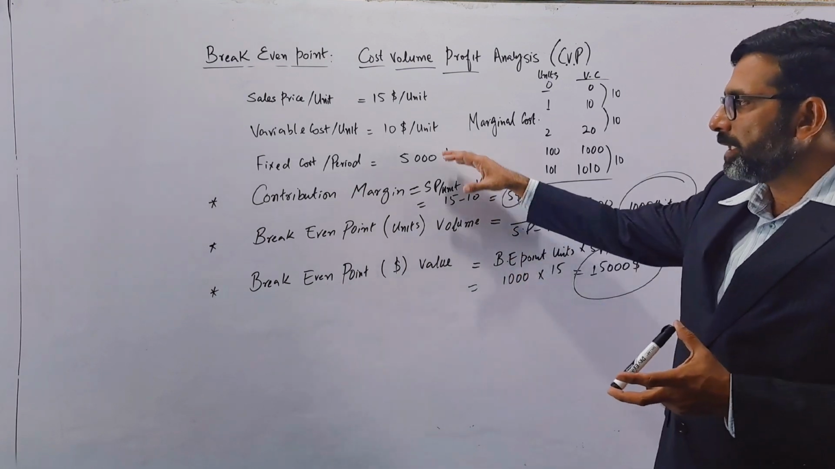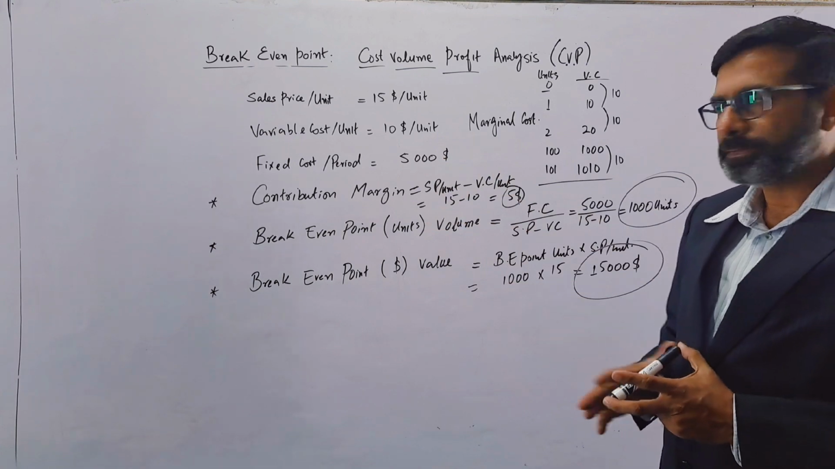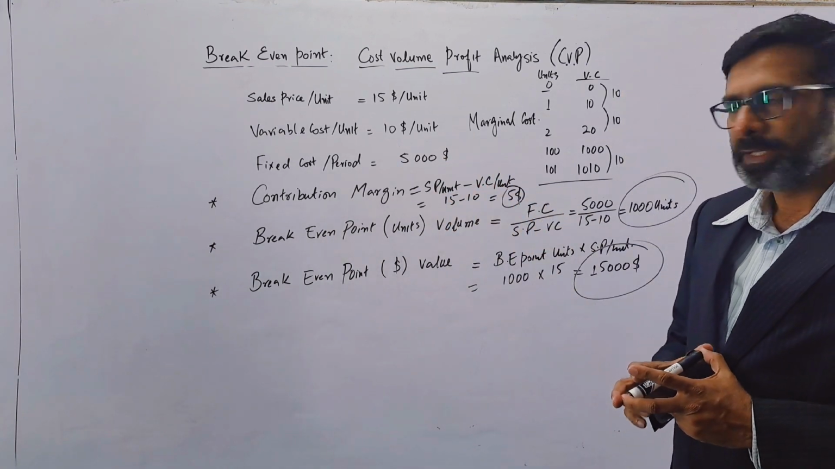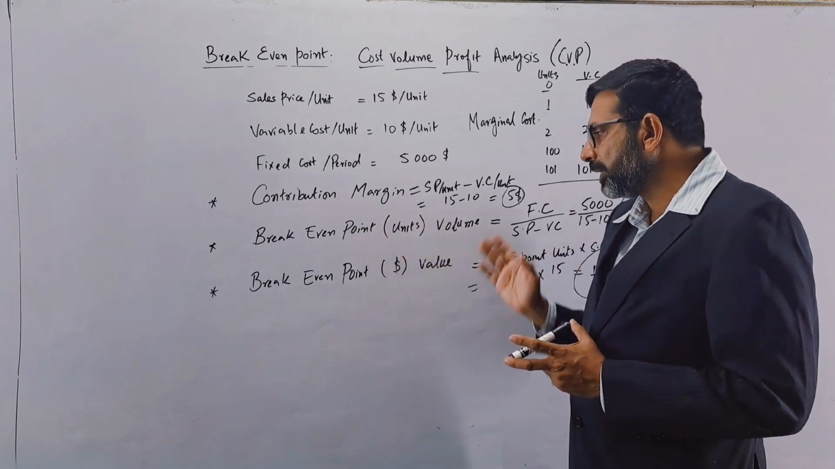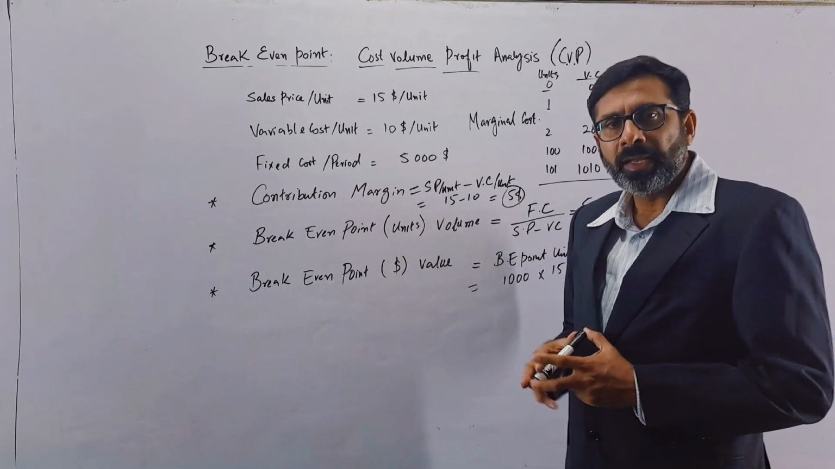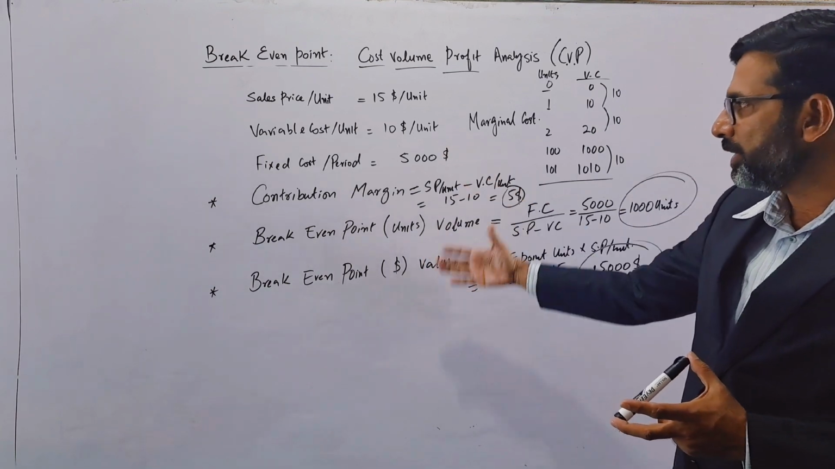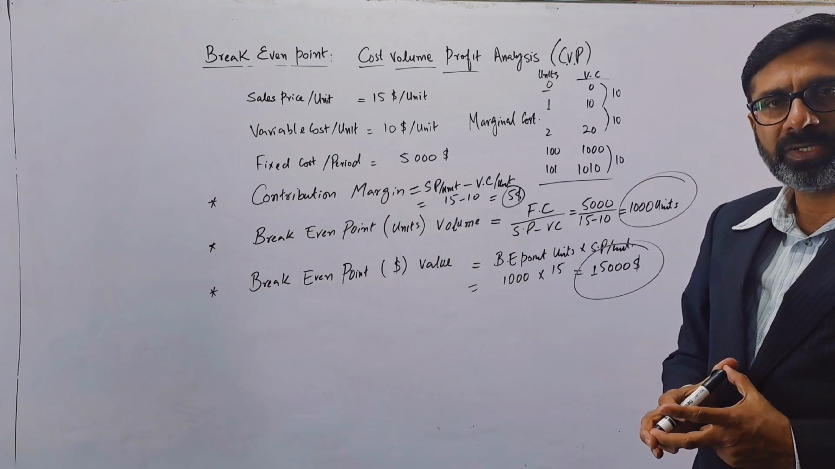So we have things here. First of all, the contribution margin. It is the sale price minus the variable cost per unit. Then we have the break-even point in the number of units, meaning as a volume, and then the break-even point in dollars or in value. So these are the basic concepts related to the break-even point.